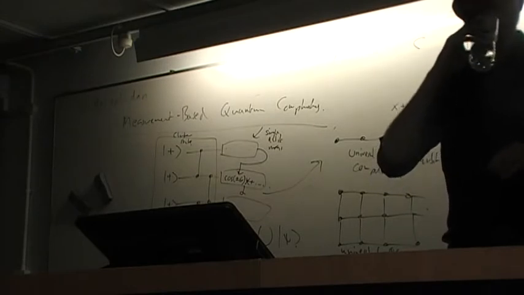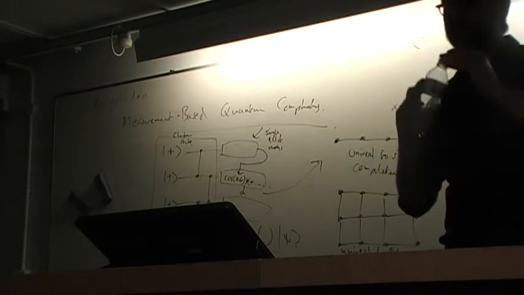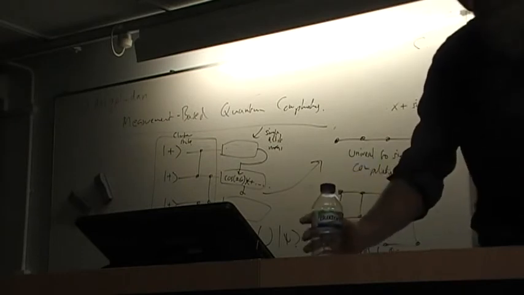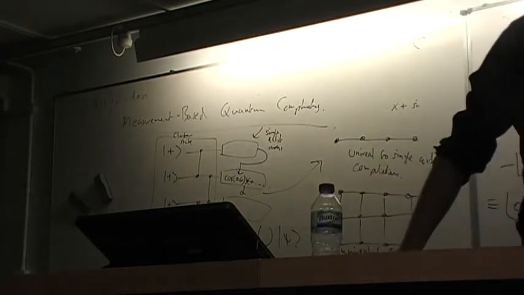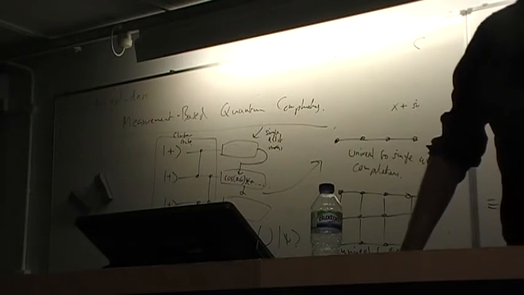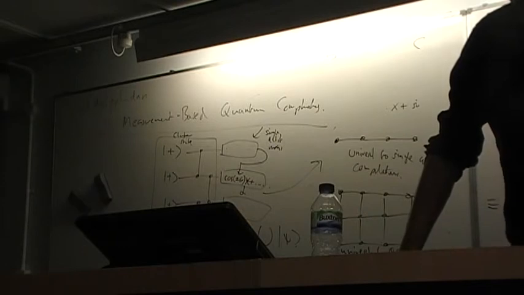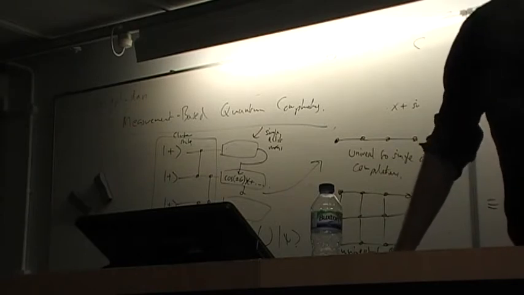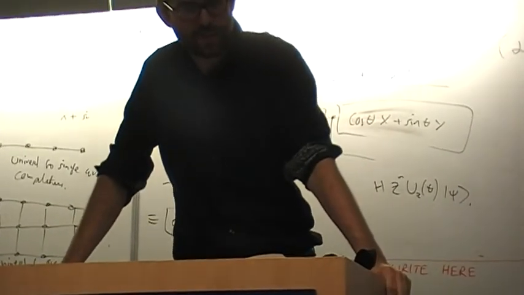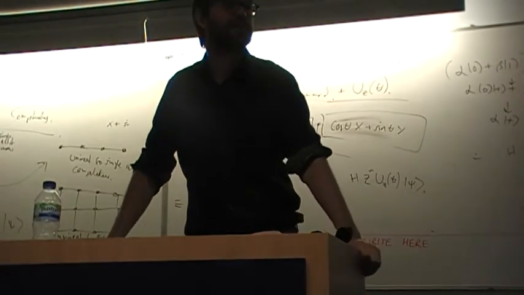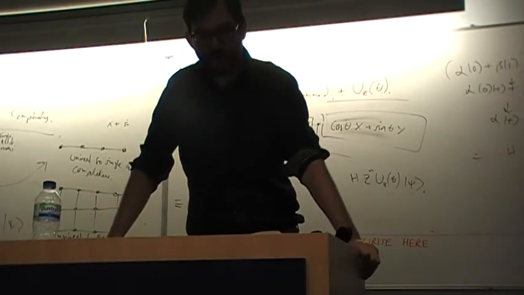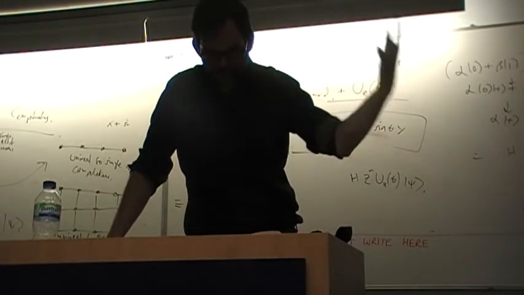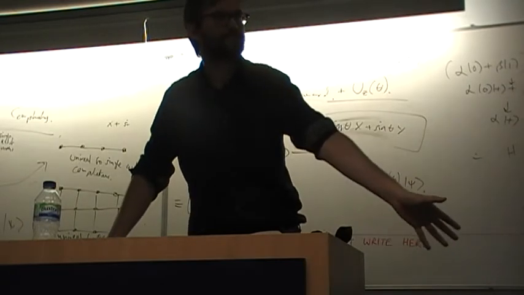Questions on measurement-based quantum computing? Yes. Is the geometry, the topology of this grid important? If instead of squares, it's something else? It's important. It needs to be sufficiently two dimensional for universality. Quasi one dimensional graphs will not give you universality. So if you have a tree, you do not get universal quantum computing. But most quasi-two-dimensional lattices will give you universality.